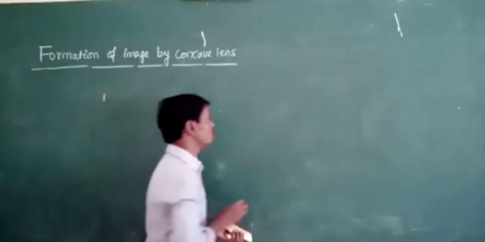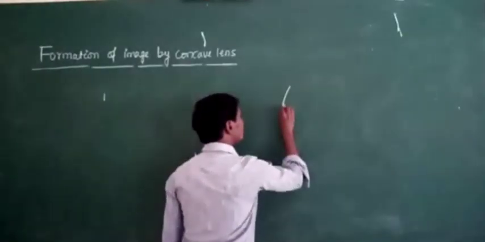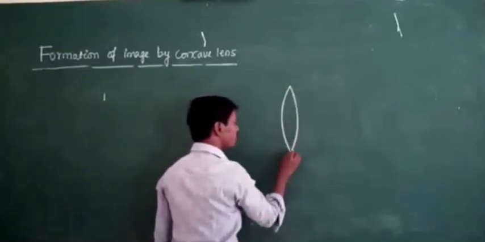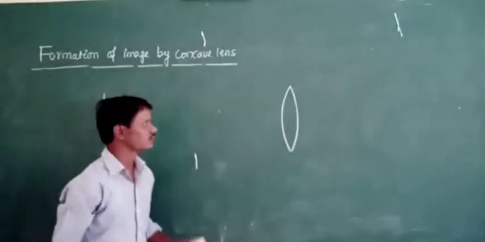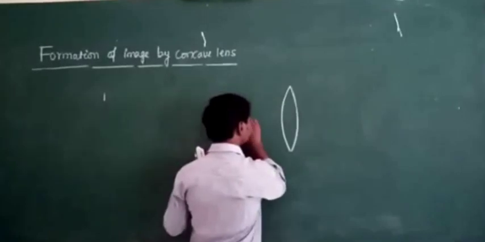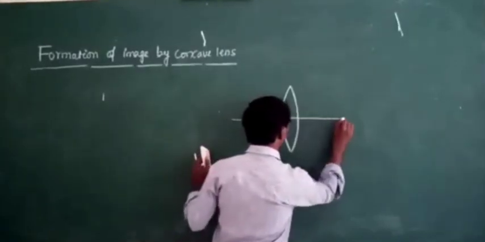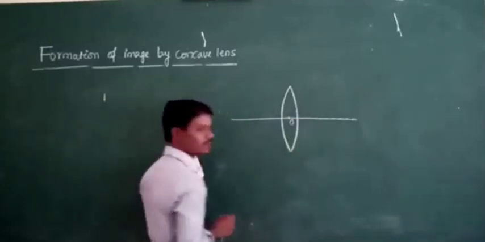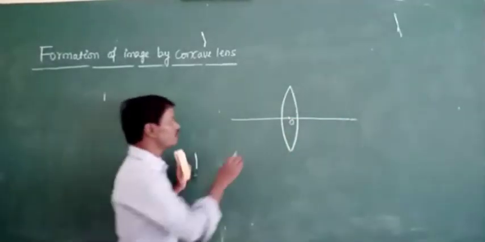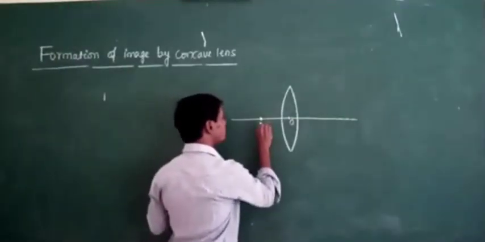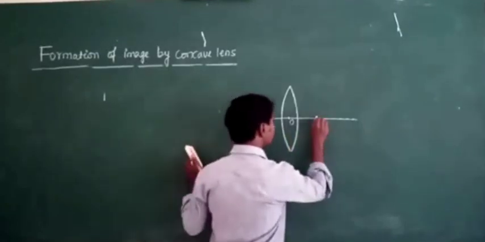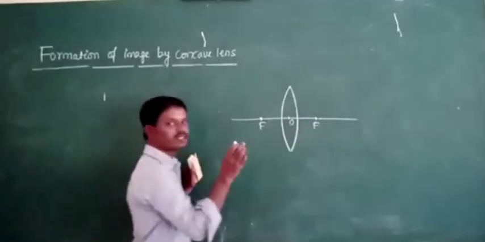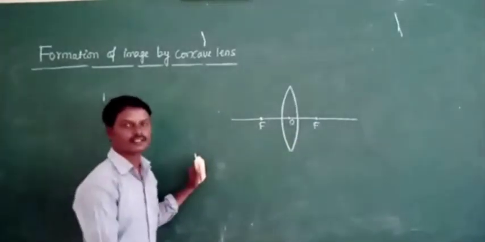See here. It is which type of lens? It is a convex lens. Now let us draw the principal axis and optical center. This is the first principal focus and this is the second principal focus. Here these two foci are equidistant from the optical center.